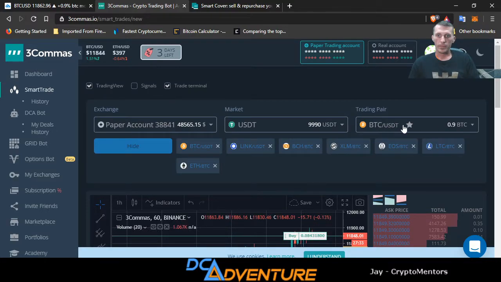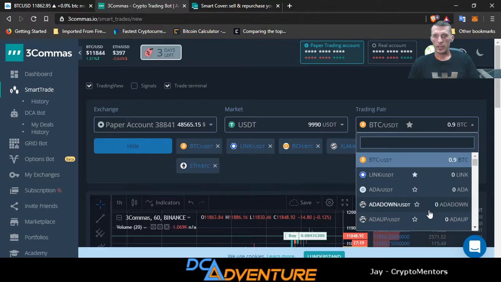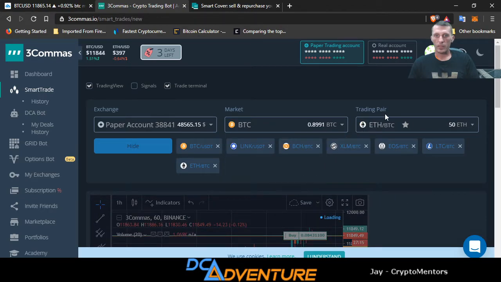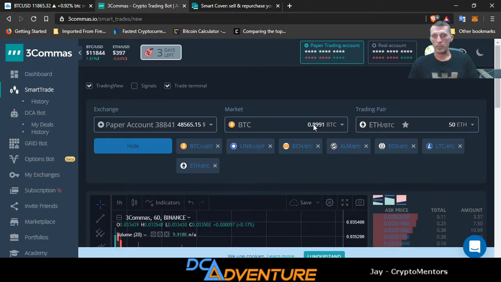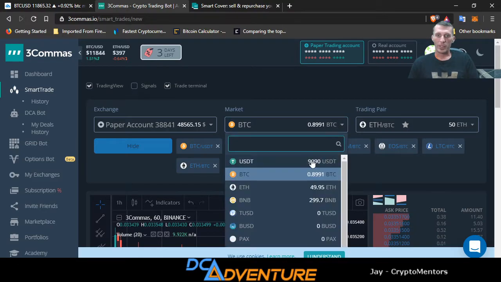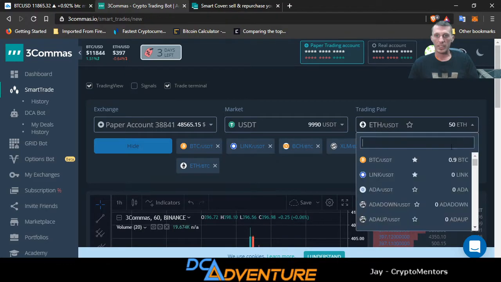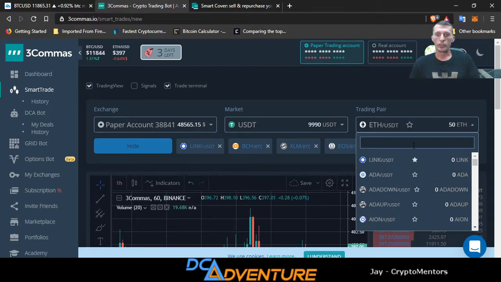Here's your pairing. You can have Bitcoin USDT, that's what it's showing you here. Now if you switch these around, let's say you had this changed to Bitcoin, when you trade, you're going to profit back in Bitcoin. But I have USDT on here, so I'm going to use the USDT because I'm going to profit in USDT. And you can favorite any one of these on here. I don't know why that didn't change.